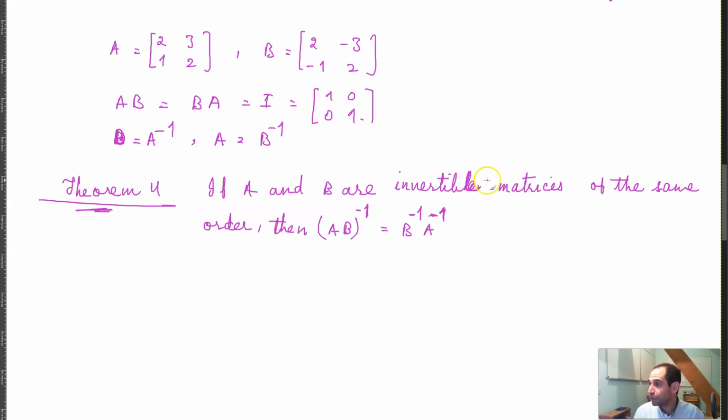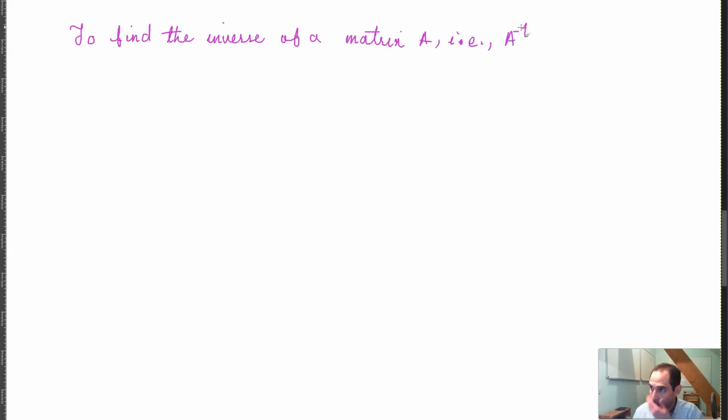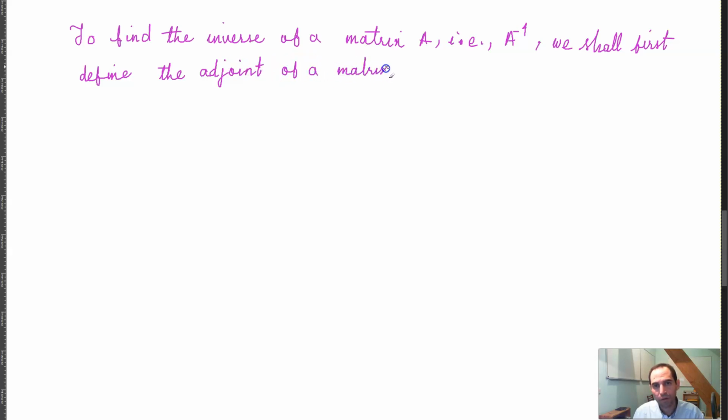So now, to find the inverse of a matrix A, that is A inverse, we shall first define the adjoint of a matrix.